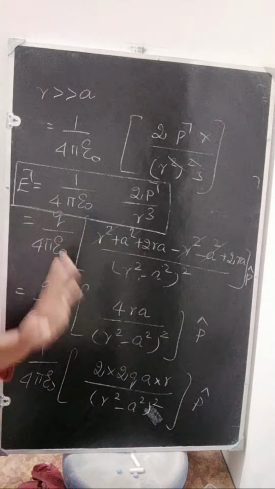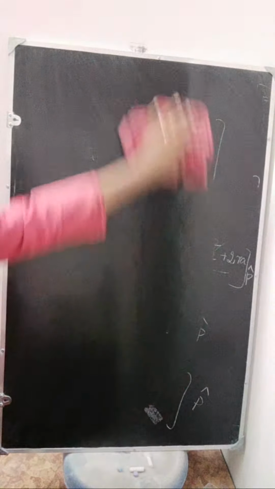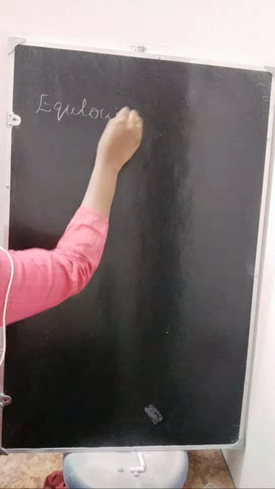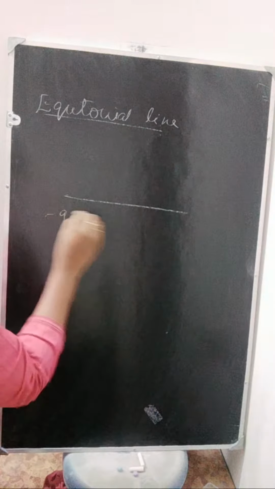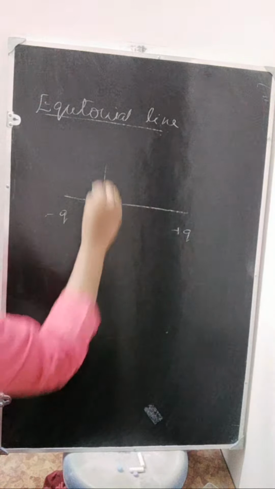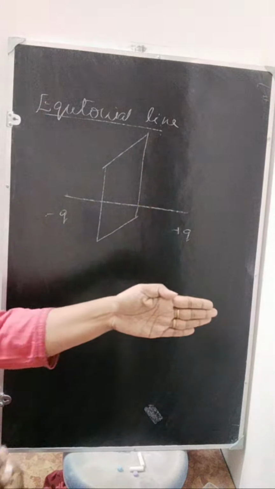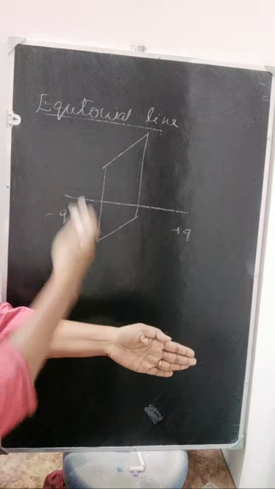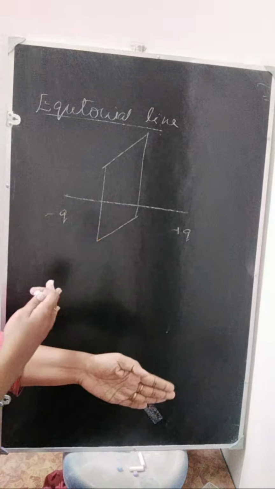First derivation is along the axial line, and second derivation is along the equatorial line. Equatorial line is nothing but the line located 90 degrees perpendicular with respect to the axis where you kept the dipole. Very simple. Take a dipole, minus q and plus q, and the equatorial line is perpendicular to the axis of the dipole. If this is the way I keep the dipole, then the equatorial line is taken just perpendicular, 90 degrees with respect to the dipole axis. So that gives you the equatorial plane.